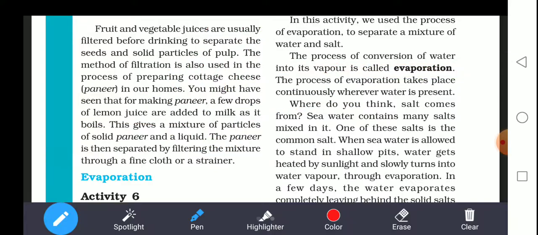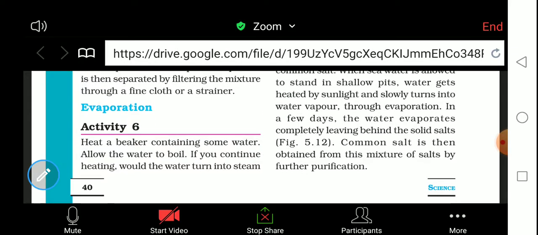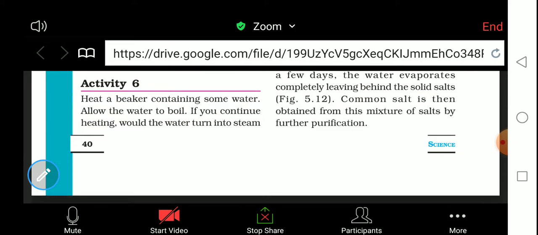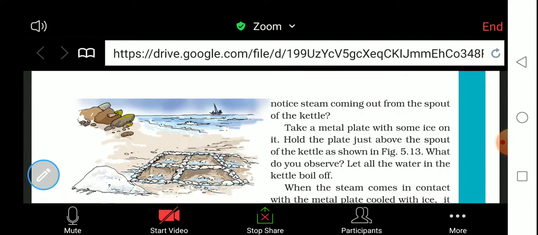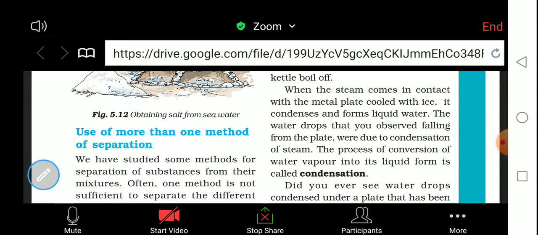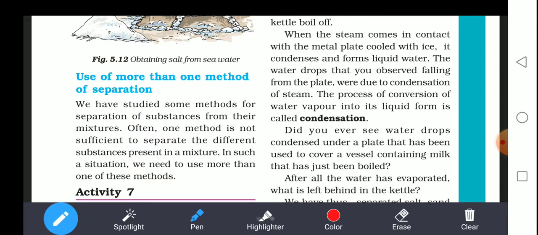Now next we'll see. In this activity, what do you observe? We observe that water and salt can be separated with the help of evaporation. So, use of more than one method of separation. To separate a mixture, we use more than one method. More than one method means what? Evaporation, filtration, decantation, and also condensation.